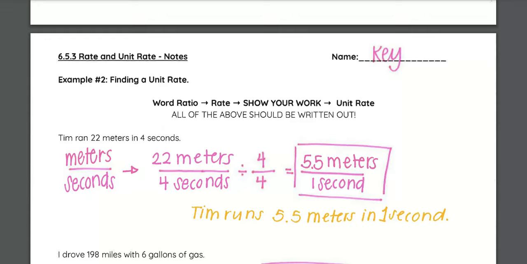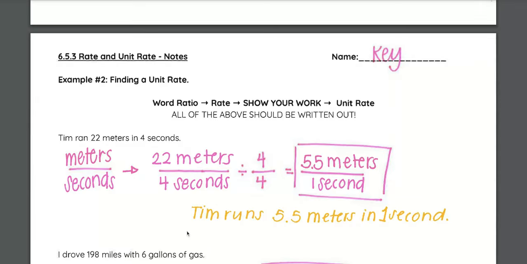Take a moment here. What is the rate? Remember the rate I just simply pull from the situation. I drove 198 miles with 6 gallons of gas. What is my rate? Good. 198 miles over 6 gallons. Next, I need to show my work. What am I going to do to get from a denominator of 6 to a denominator of 1? What will I divide by here? My denominator is 6, so I will divide by 6.